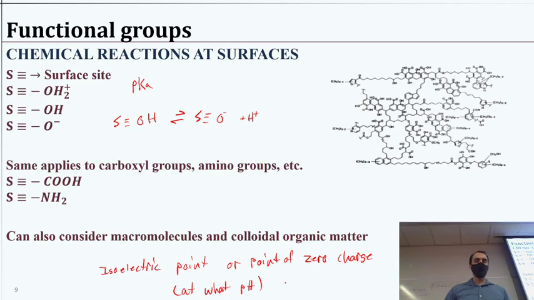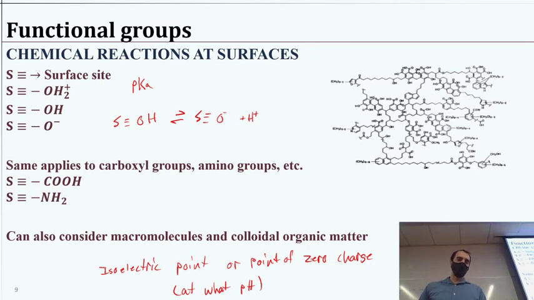There are probably other ways you can manipulate this, even at a constant pH. Maybe you can change the temperature and that affects the pKa's a little bit. So there might be some other ways you can manipulate the system, but pH is essentially the one that almost always controls charge effects in this regard.